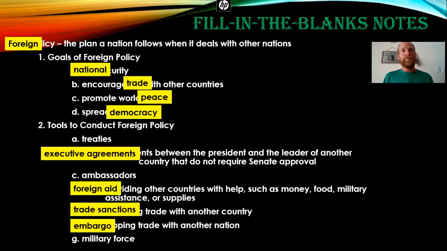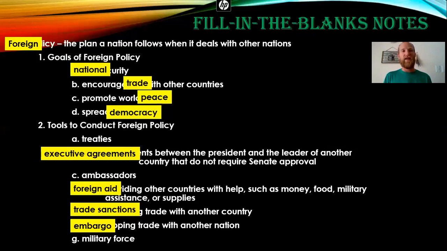So if, for example, a country is making nuclear weapons and we don't like that, we might put trade sanctions on the country or an embargo on the country. We will limit trade with them or stop trade altogether. And if they suffer enough, the idea is that they will listen to our demands. They will stop whatever it is they're doing, or vice versa, they'll do what it is we're asking.